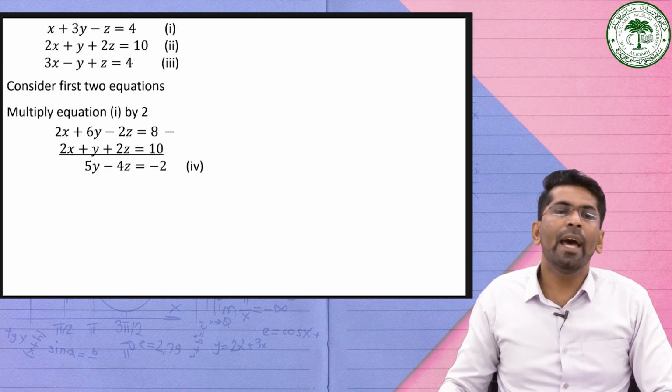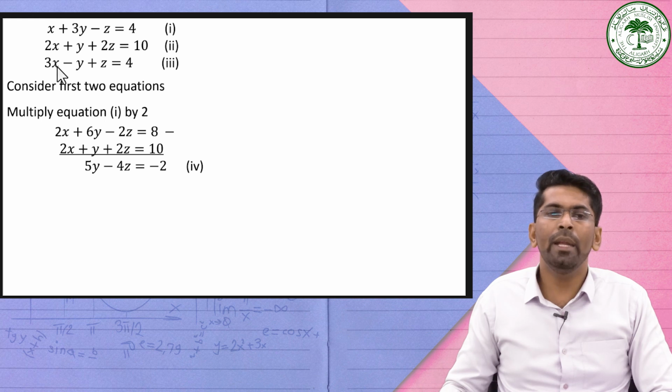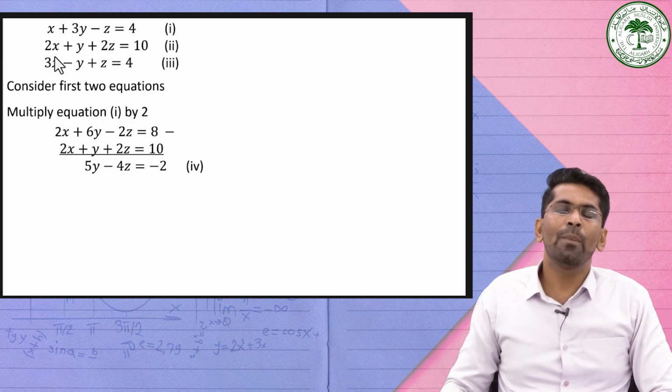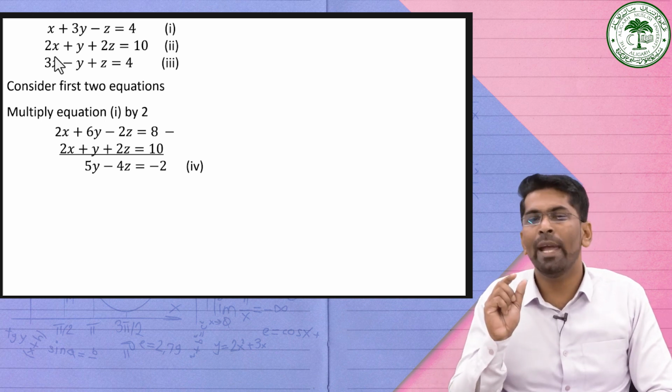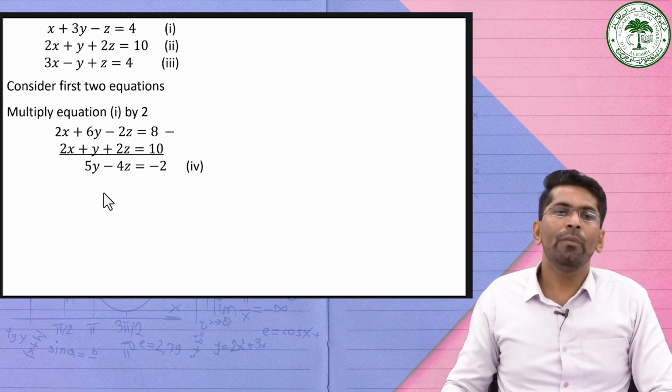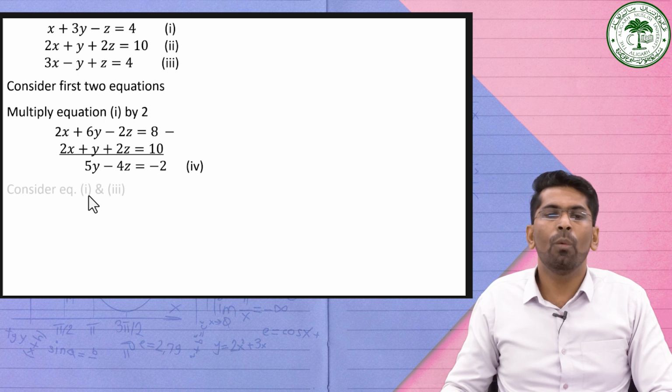Now consider another two equations. Consider equations number 1 and 3 so that we can eliminate the x variable, because the next step also we should eliminate the x variable. Then only we are able to get the simultaneous equations with similar variables y and z, which we have already estimated here. So we are going to consider equations number 1 and 3 here, so we can eliminate the variable x.